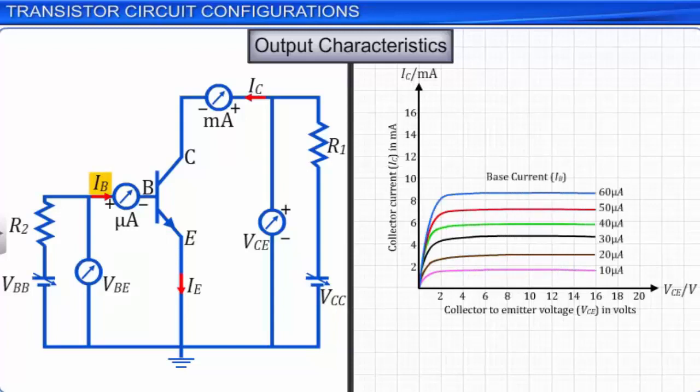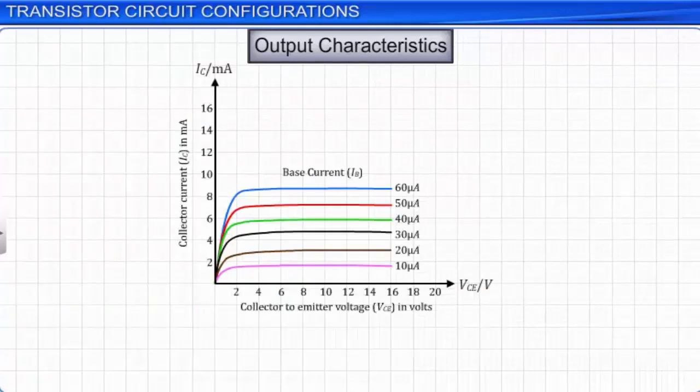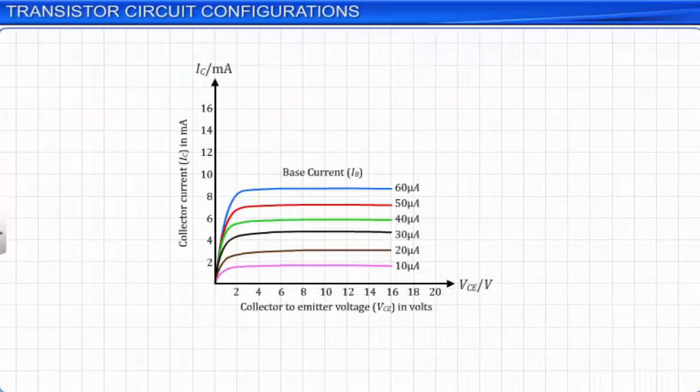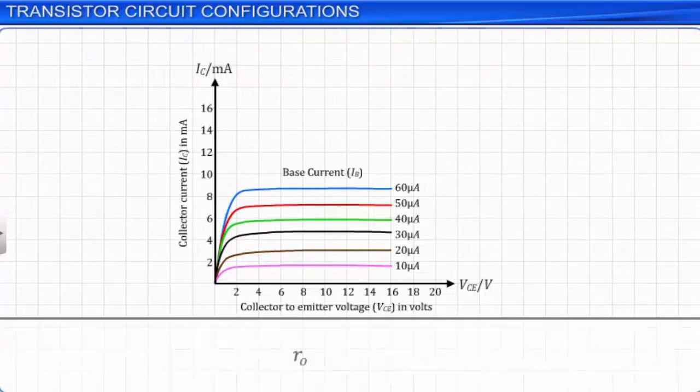The output characteristics can be used to calculate the output resistance. The output resistance, RO, is defined as the ratio of the change in the collector emitter voltage, delta VCE, to the change in the collector current, delta IC, at a constant base current IB. Since the base collector junction is reverse biased, the output resistance is very high and is of the order of a few hundred kilo ohms.